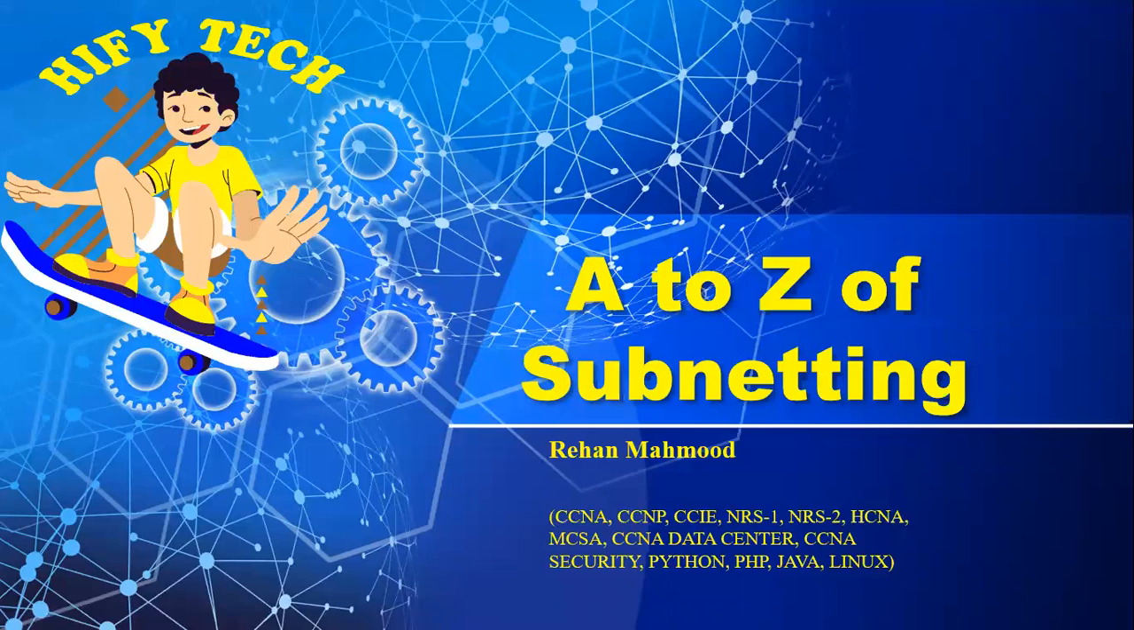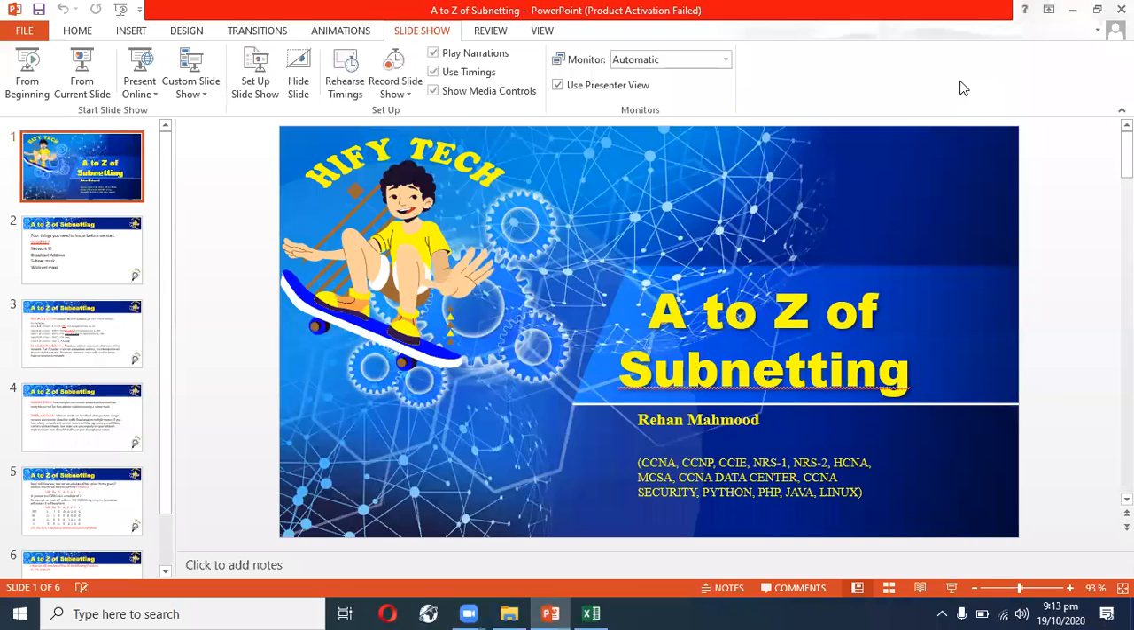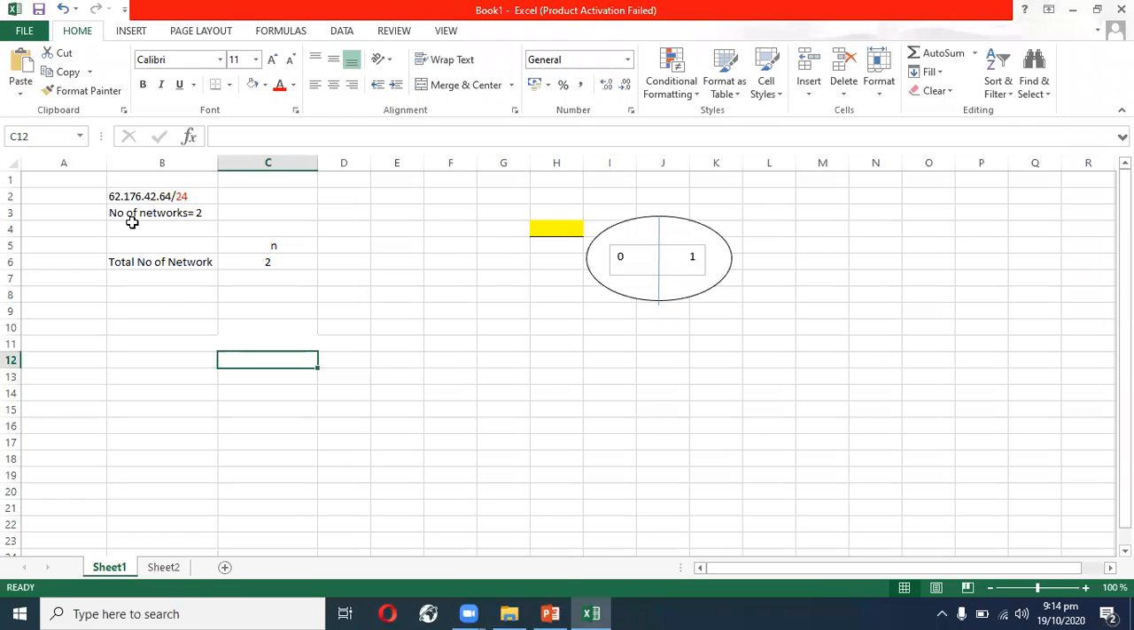So in this part, I will show you how you can divide a network. We call these subnetworks. Let's take an example. Let's say we have an IP address 62.176.42.64/24. We want to divide this into two networks. Let's say one network is 0 and the other one is 1.